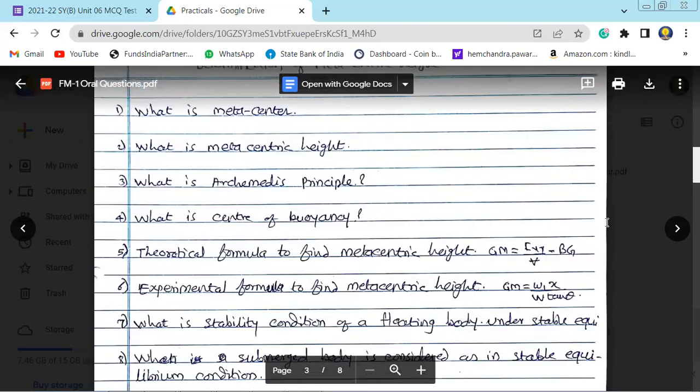Determination of metacentric height. What is metacenter? What is metacentric height? What is Archimedes principle? What is center of buoyancy? Theoretical formula to find metacentric height. Experimental formula to find metacentric height. What is stability condition of a floating body?